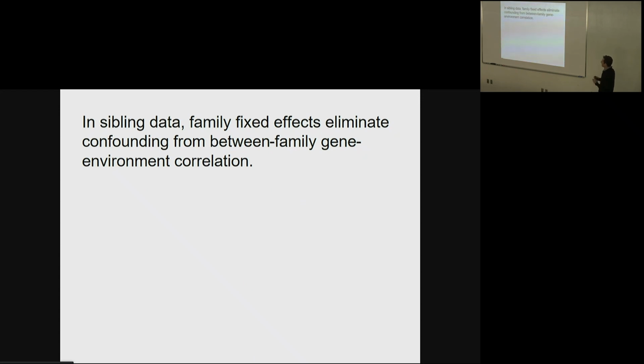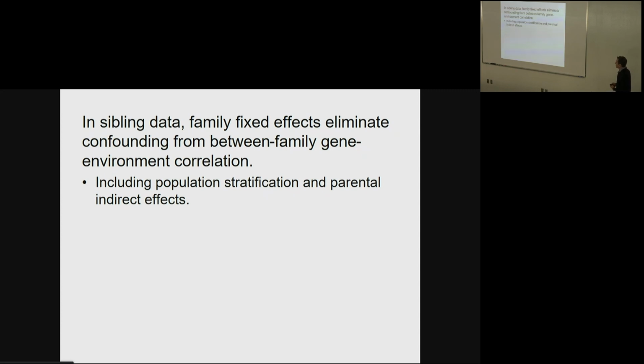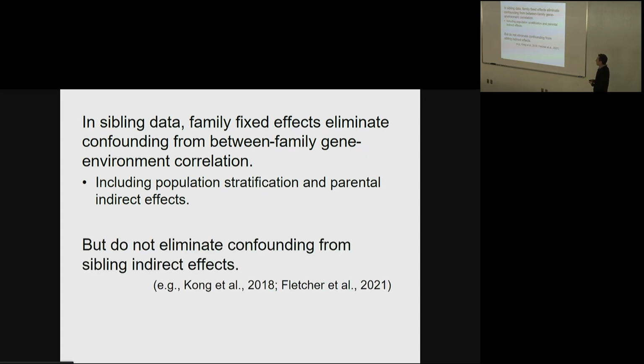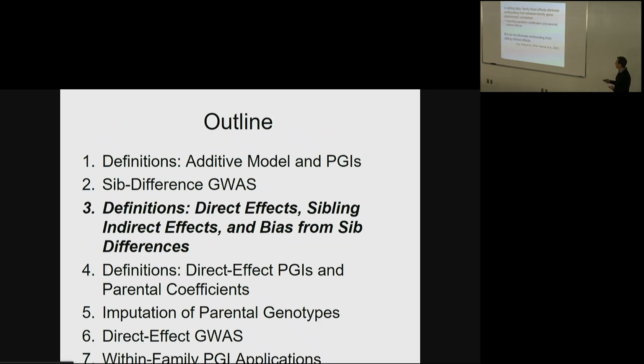Okay, so the sibling approach is a pretty powerful approach. In the sibling data, the family fixed effects eliminate all confounding from gene environment correlation that is between family. So that includes population stratification and parental indirect effects, which I'll talk more about later. And this is something that we certainly didn't appreciate until a few years ago. It does not eliminate confounding from sibling indirect effects.